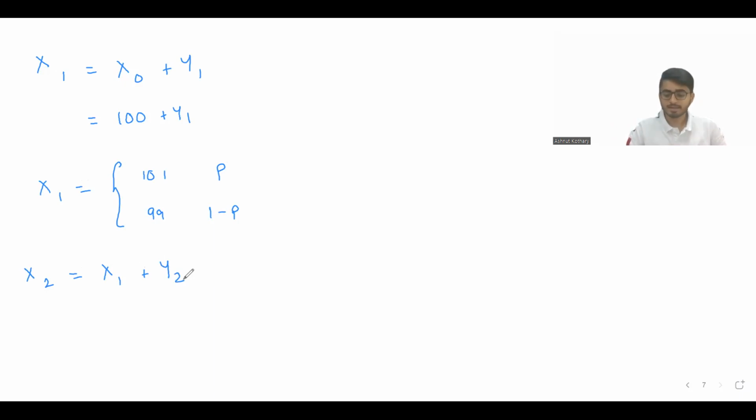Right. So now X1 can either take value 101 or 99. If it takes the value 101, then X2 will either take the value 102 or 100. If X1 is taking the value 99, in that case X2 will either take the value 100 or 98. So basically you can draw a tree diagram of this format where 100 is the starting point. This is X0.